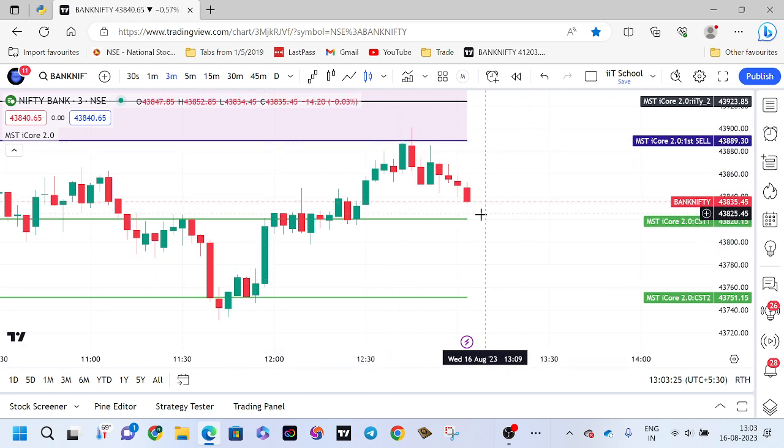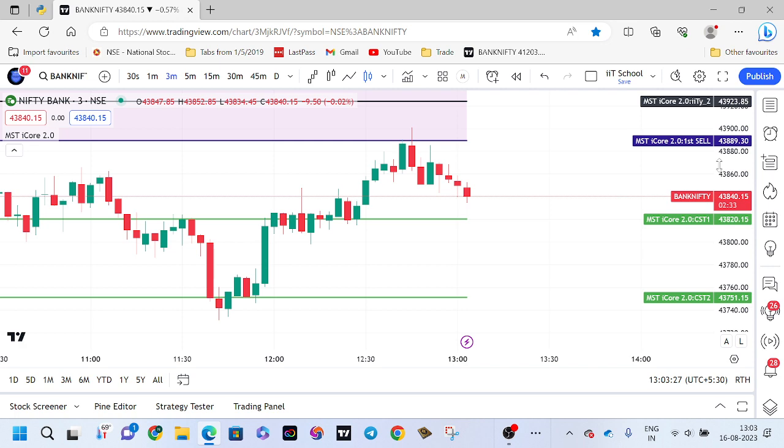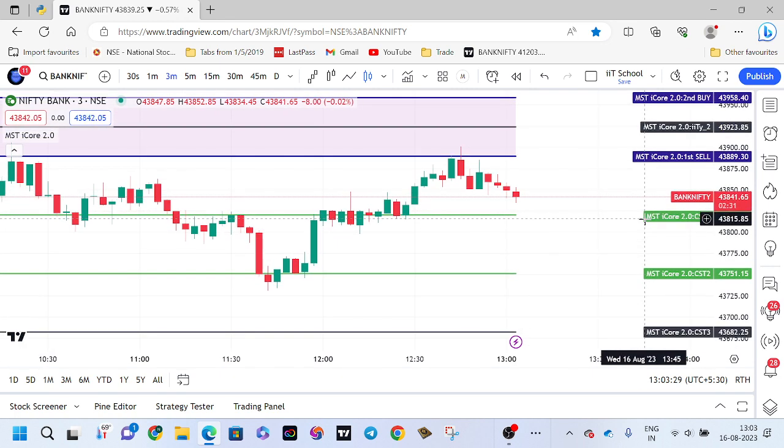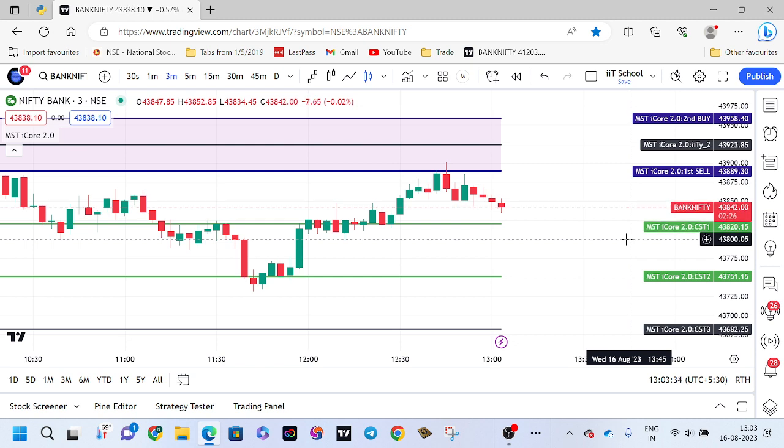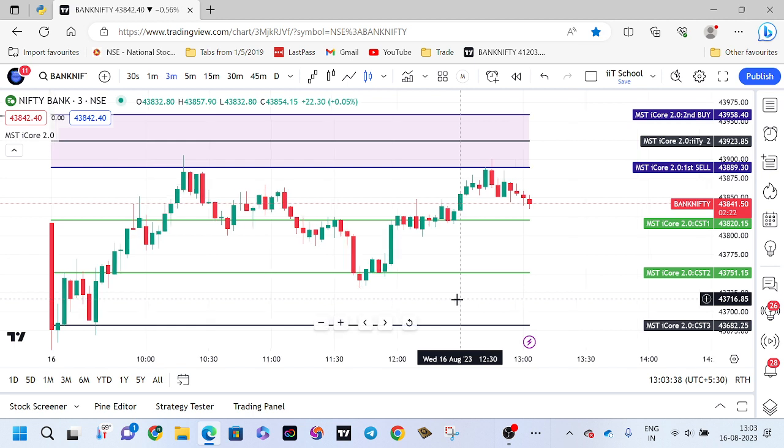See here, once more it is coming down and touching our sell side call option, sell side put option. So this is very simple to follow. If you have any doubts, please feel free to contact us.